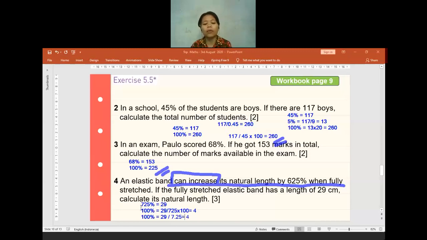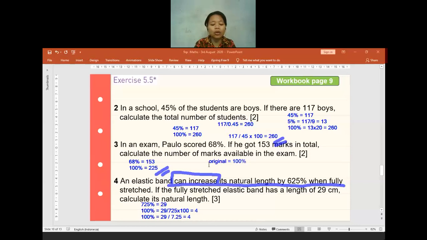Is there anyone having a question or still confused? Is there anyone who is still confused? Clear enough? Okay. Yes, sorry. It is 625, right? Yes, it is 625%, but you need to read the question properly. An elastic band can increase its natural length by 625%. The original is always equal to 100%.